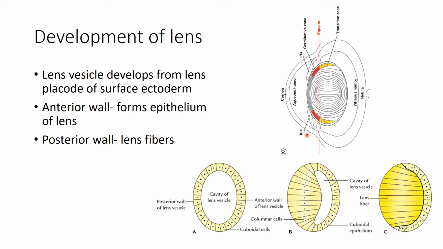Here is what we can see. The equatorial region is here, the anterior aspect is here, and here is the posterior aspect. This whole thing is the lens. These are the lens fibers. Here is the anterior layer. Then from the equator, you can see the cells that are developing, later adding to the lens fibers.